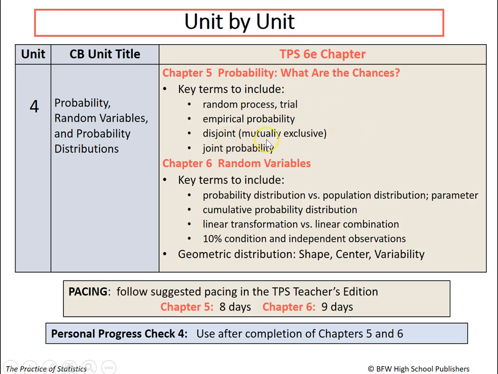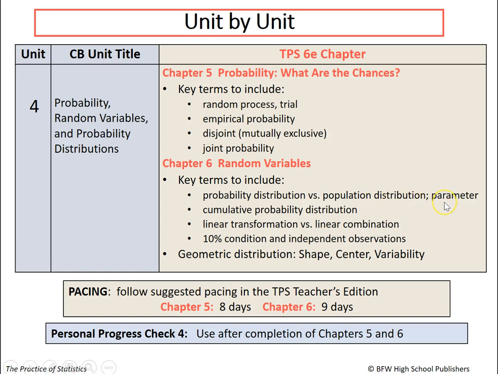Use both disjoint and mutually exclusive when you're describing events of that type, because the course framework uses both terms. And mention a joint probability is the probability of A and B happening, another term in the course framework. In the chapter on random variables, be sure to mention the idea that a probability distribution for a random variable can be used to model a population distribution of a quantitative variable.